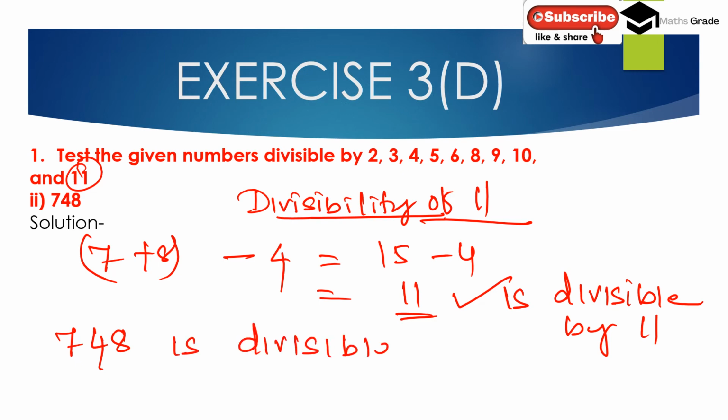So the number 748 is divisible by 11, because the difference between the sum of digits at odd places and the sum of digits at even place is 11. If it is 0 or 11, then the number is divisible by 11. So this number is divisible by 11 because the difference is 11, which is divisible by 11.